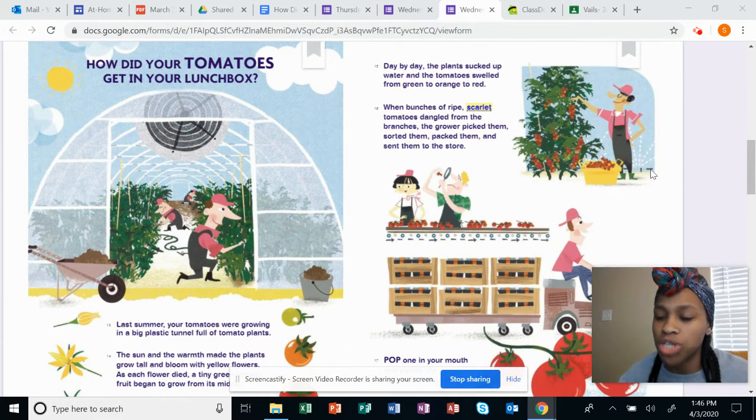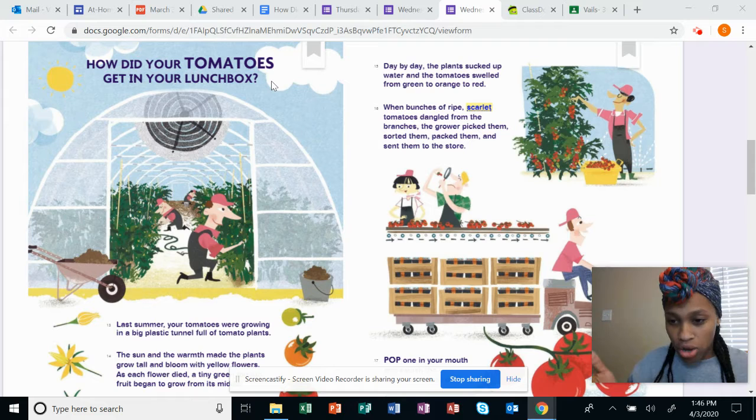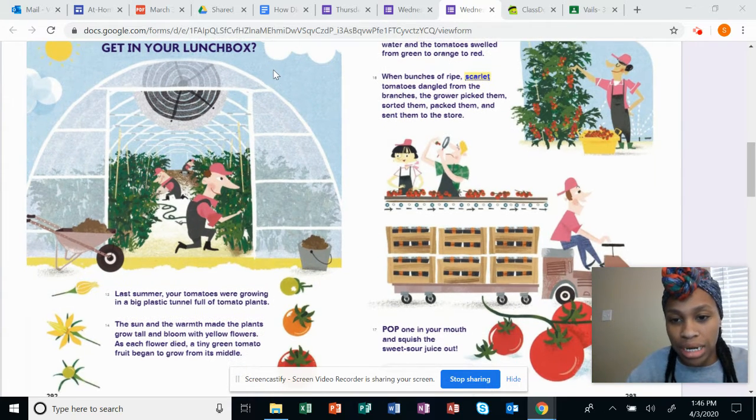First of all, when I'm trying to find the central idea, I look at my heading. And there's my heading right there: How did your tomatoes get into your lunchbox? So right now, I already know I am going to read about tomatoes and how they got into my lunchbox. Obviously, you put tomatoes in your lunchbox, but it's a process that happens before that. So let's go ahead and read about it.